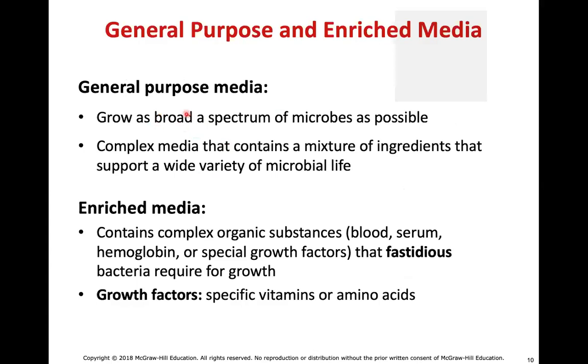For example, we have general purpose media. This would be a complex media. This would grow a broad spectrum of microbes. It's complex media that contains a mixture of ingredients that will support a wide variety of microbial life. Enriched media is very similar to general purpose media, and what this is is that it might need particular additives to the media. For example, blood, serum, hemoglobin, certain vitamins might actually need to be added to the media so that the organism can grow. This is something that we typically see with organisms that are called fastidious bacteria. Fastidious bacteria means organisms that are tough to grow. They don't grow under general conditions.